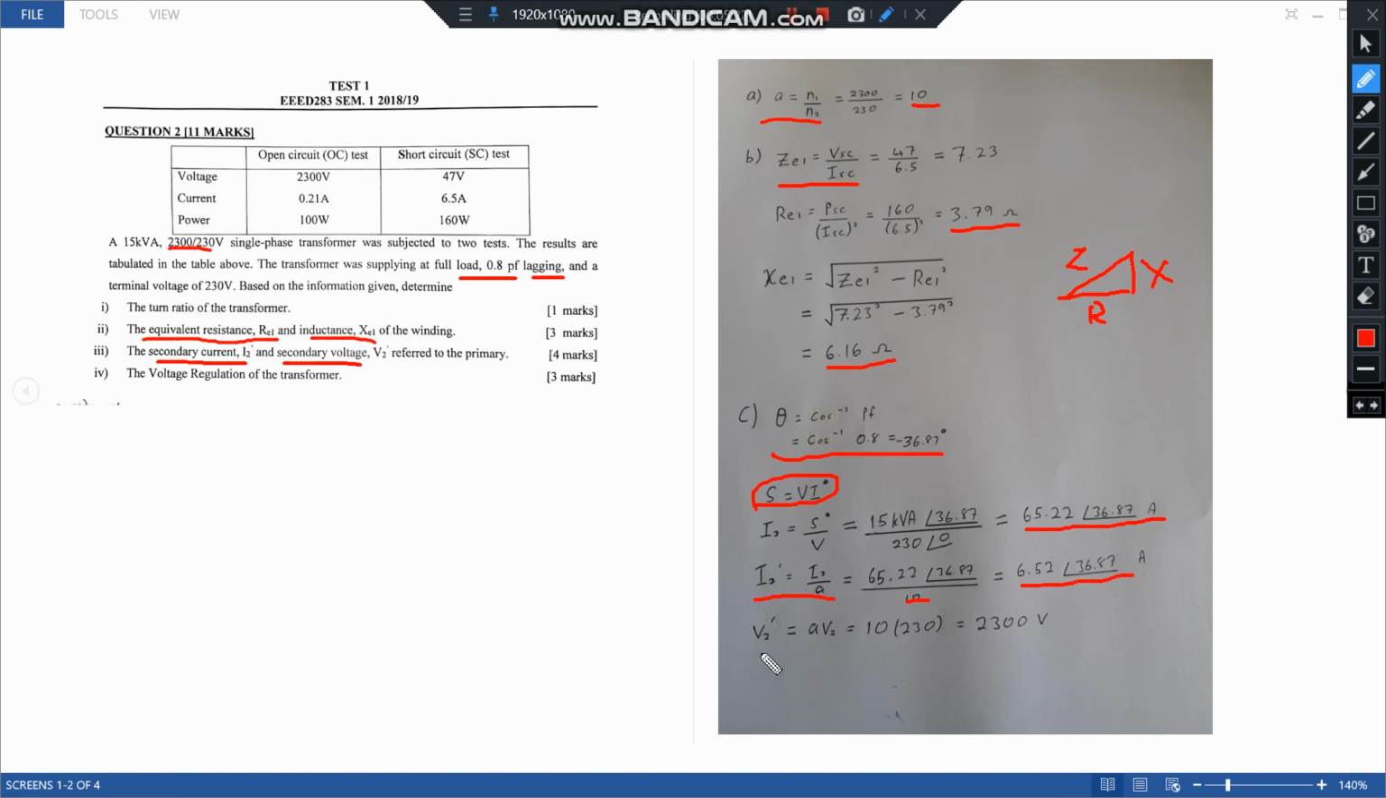Second, V2 prime. V2 prime equals A times V2. V2 is already given in this question, it is 230. A is defined in the first question as 10. So we'll get 2,300.